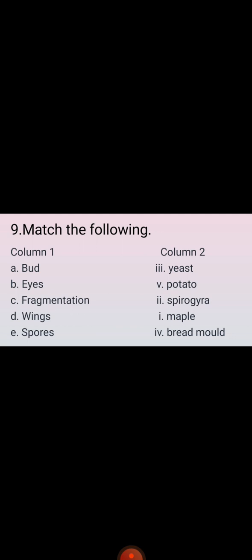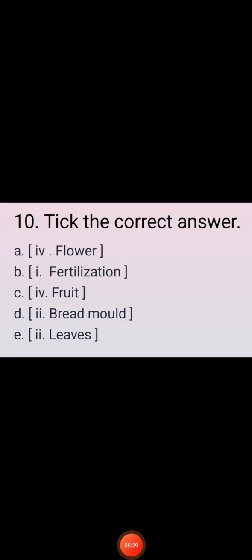So our next question is: tick the correct answer. The reproductive part of a plant is: leaf, stem, root, flower. So our correct answer is flower. The process of fusion of the male and the female gametes is called: fertilization, pollination, reproduction, seed formation. So the answer is fertilization.